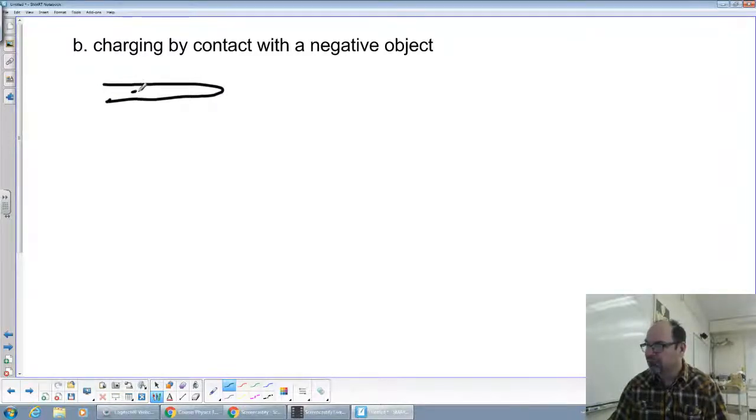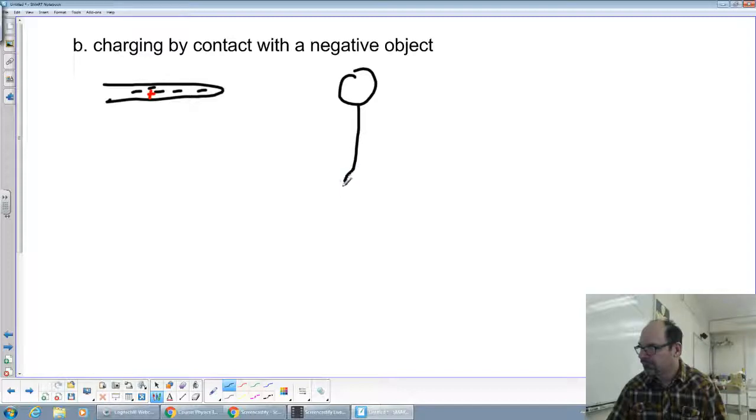So we'd have, let's give it 5 negatives and 1 positive. And let's give ourselves a neutral object here. So let's give them 6 each like we did last time. 1, 2, 3, 4, 5, 6, and then evenly with the negatives. 1, 2, 3, 4, 5, 6.